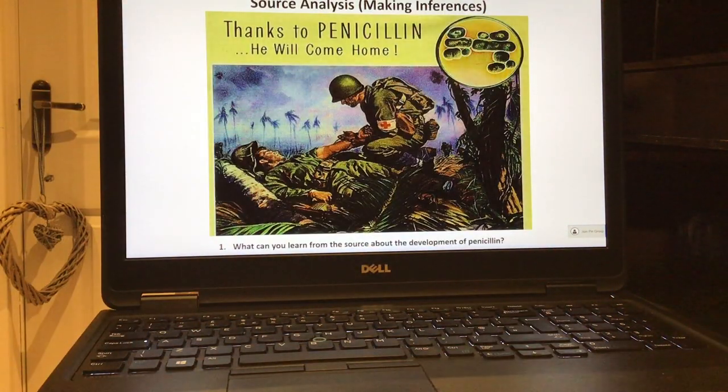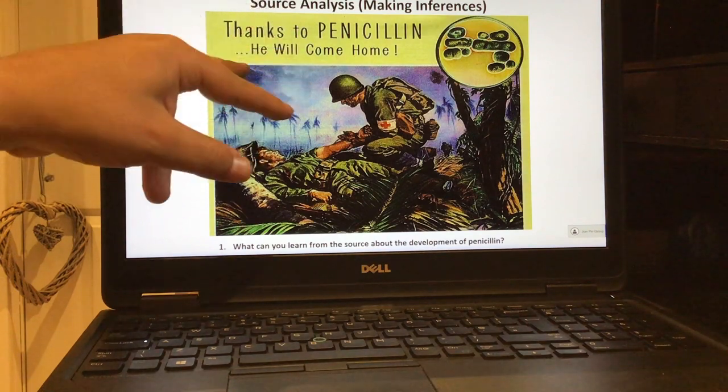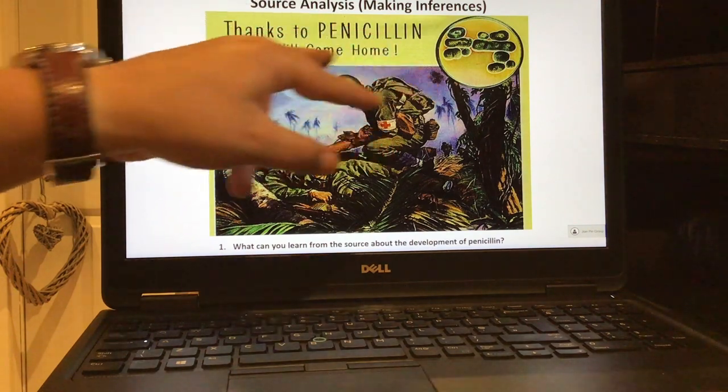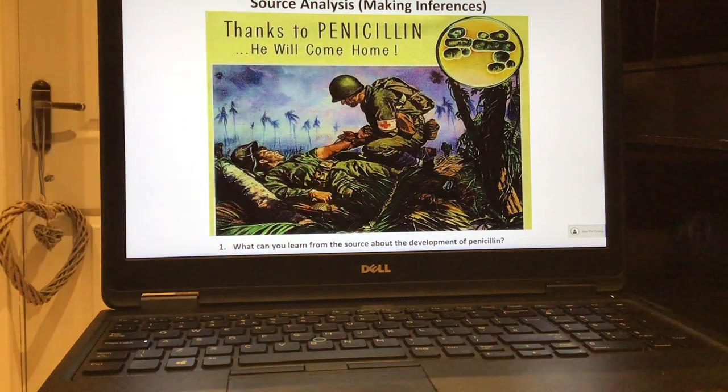A little bit of a source analysis that people saw last lesson that I thought I'd share with you as well. It's quite interesting, because from that picture you can obviously learn, it's a piece of propaganda, but the importance of science and the production, and also the fact that it's accepted first for this time. Thanks to penicillin, he's going to come home. So there's this idea that the public are beginning to accept changes in science and developments in medicine, which they never did before. It's a big turning point, because they can see less lives being lost due to infection.